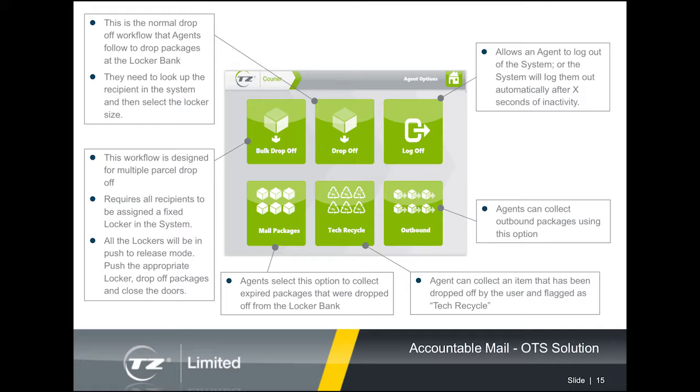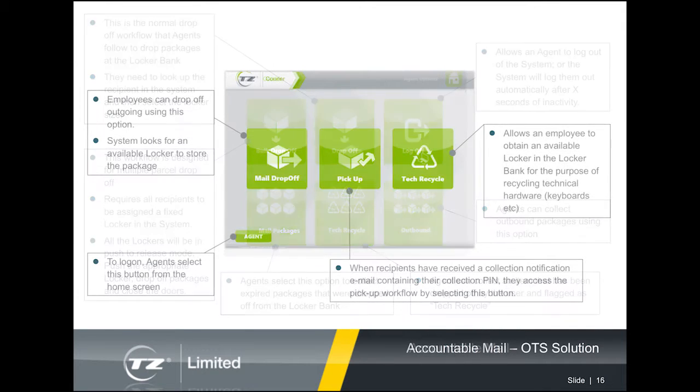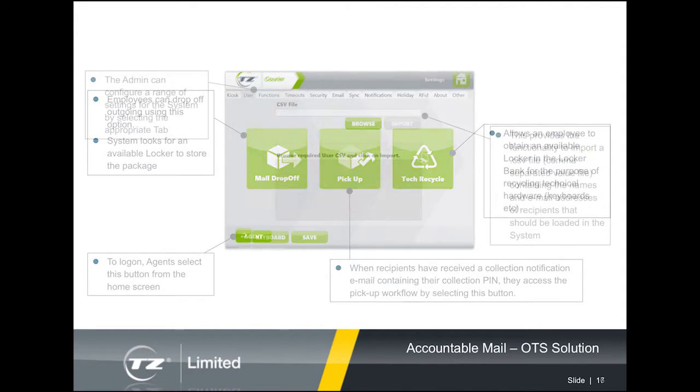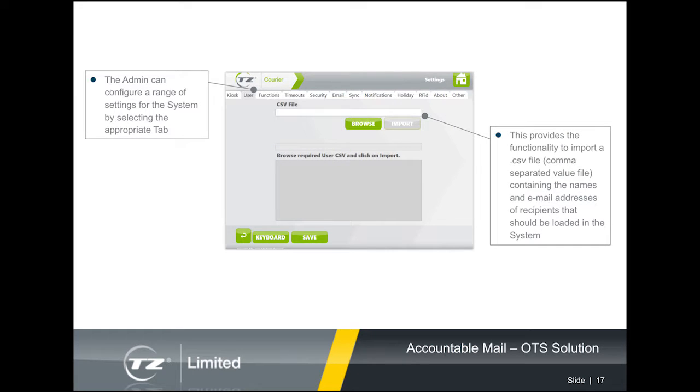It supports different modes of operation, such as package delivery, examples are Apple, Microsoft and LinkedIn, inventory exchange, Apple, or day lockers at Nike. The Courier product home screen has 3 options for employees. They can drop off outgoing parcels, collect their parcels, or also use the Tech Recycle feature to recycle their keyboards and hardware. There's also an option for the agent to log on. The administrator can configure a range of settings in the system by selecting the appropriate tab.